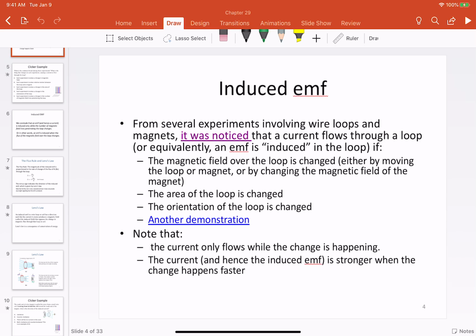Now notice that the current only flows while the change is happening, and the current is stronger when the change happens faster. So you get more of an effect if you make that change really quick. And you notice that when I showed you the first video and he moved the magnet in very quickly, that's when you got more of a deflection in the needle. If you move the magnet in slowly, you didn't get that much of a deflection, right?